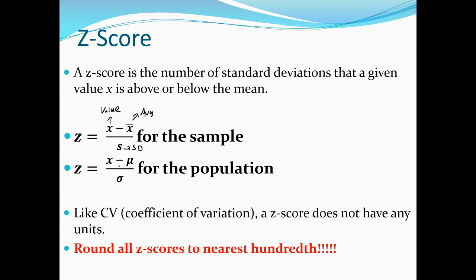For a population, it's the same thing. It's just the population average and population deviation. Nothing really new there. But for the most part, we're going to be dealing with the sample ones. So again, just figure out how far away the value is from the average and then divide it by the standard deviation, because that's all you're doing.